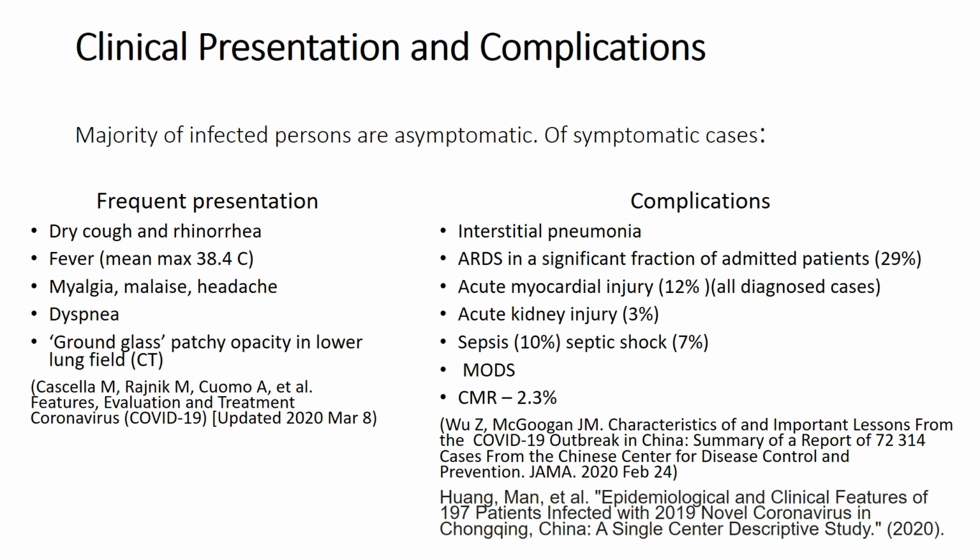But anyways, interstitial pneumonia, ARDS, which is acute respiratory distress syndrome, is a particularly dire lung disorder. It has a very high mortality associated with it. Traditionally, up to 40% of people will die if they have ARDS. Their lungs become so dysfunctional that they essentially suffocate with flooded lungs. But 29% of admitted patients have ARDS. Acute myocardial injury, as I said, heart involvement, is in 12%.